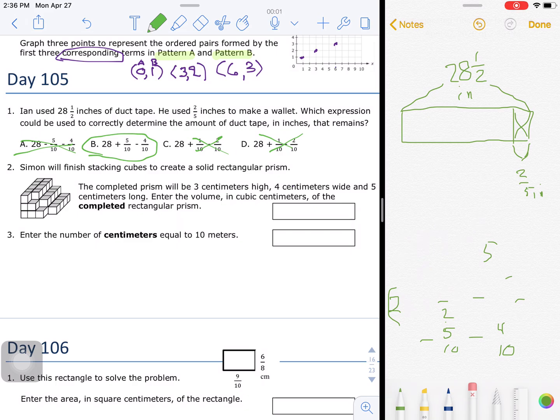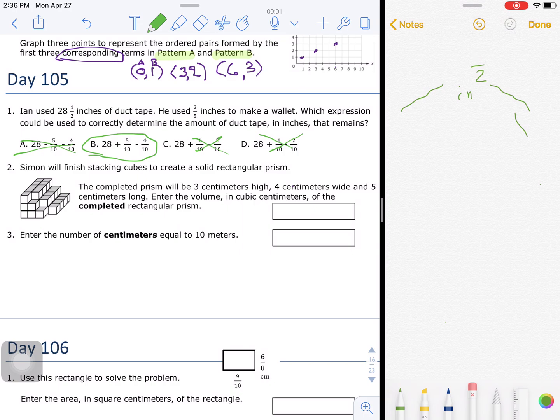Number 2. Simon will finish stacking cubes to create a solid rectangular prism. The completed prism will be 3 centimeters high, 4 centimeters wide, and 5 centimeters long. Enter the volume in cubic centimeters of the completed rectangular prism. So there are a couple things that we need to point out here. This has been mentioned a couple times. The completed prism, and then it says down here, it tells us to enter the volume in cubic centimeters of the completed prism.